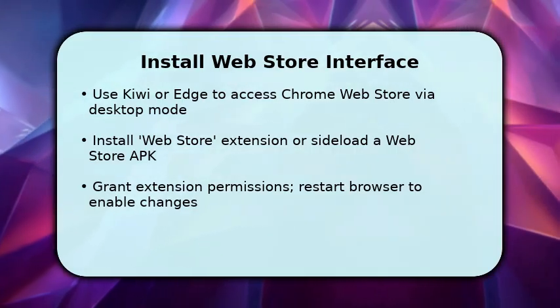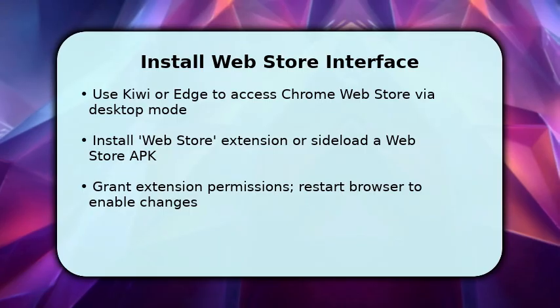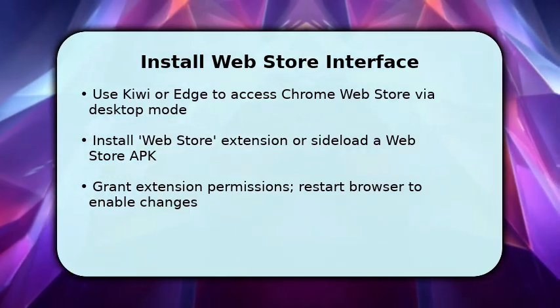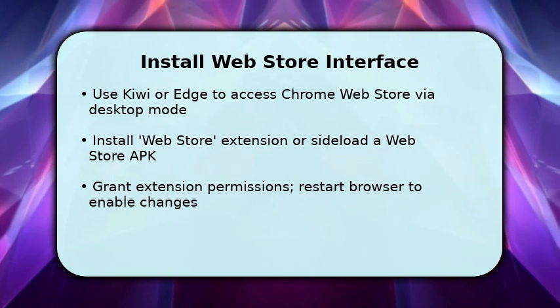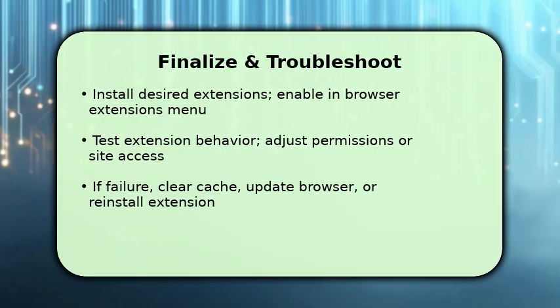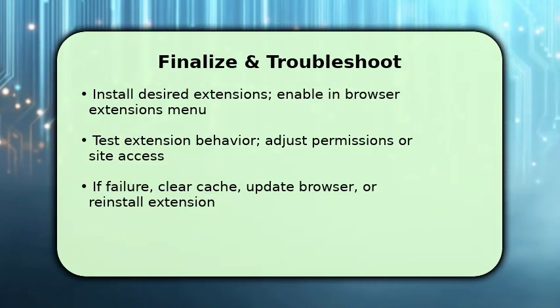Once installed, restart the browser and open the web store interface. This allows you to browse and add compatible extensions to your mobile browser. Finish by installing the extensions you need from the web store interface and enabling them in the browser's extensions menu.